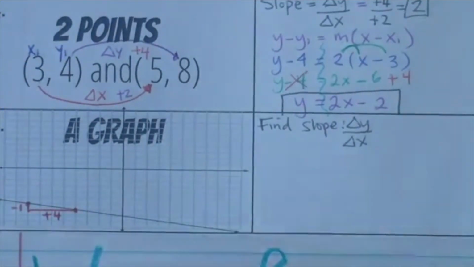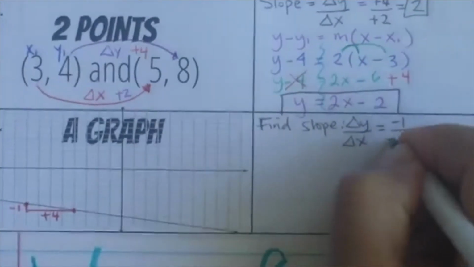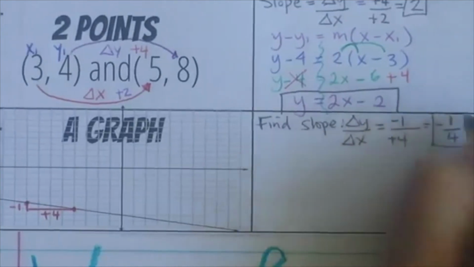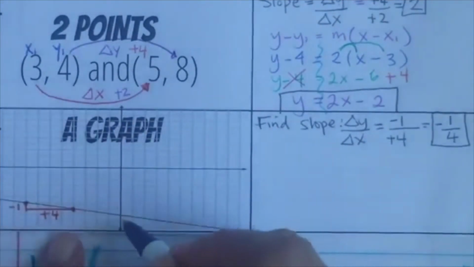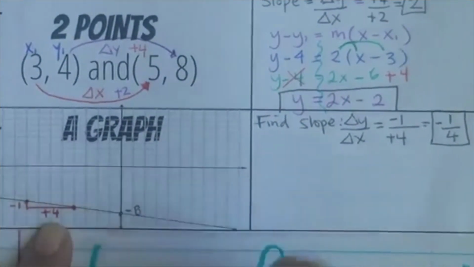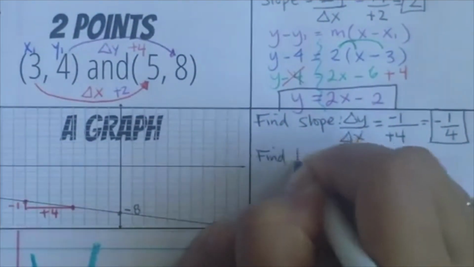And then go ahead and write it down. So my changing y is negative 1 and changing x is positive 4. A positive and a negative is a negative, and then 1 over 4. So that's my slope. What else do we need? We need my y-intercept because we're actually using y equals mx plus b. So just count those down. How many boxes down is that? That's negative 8. So my y-intercept is negative 8.